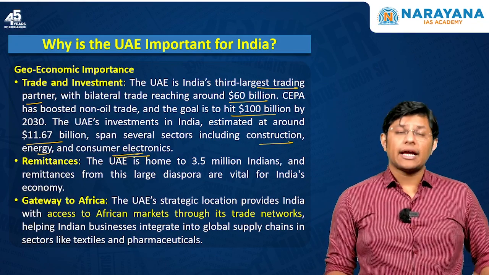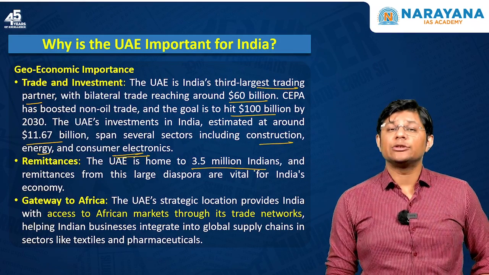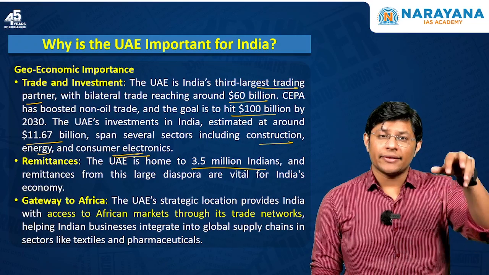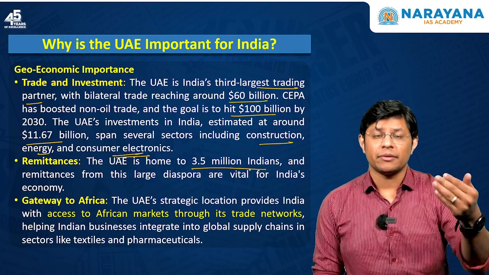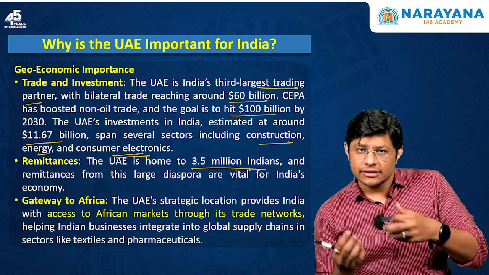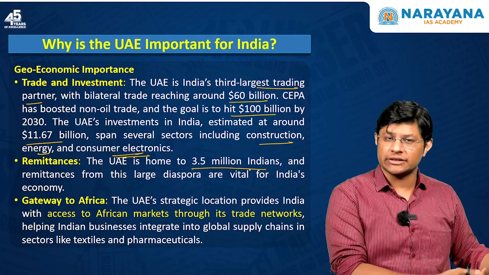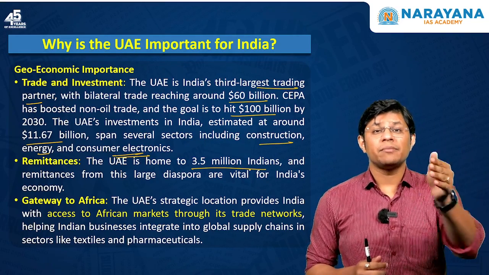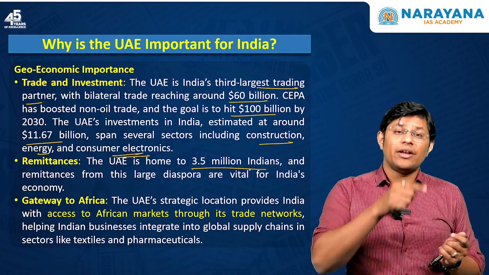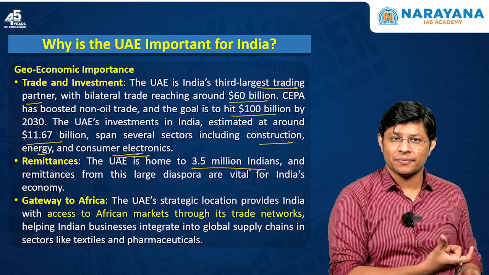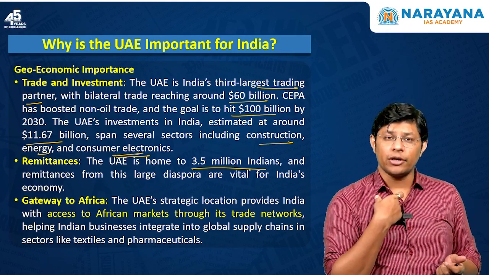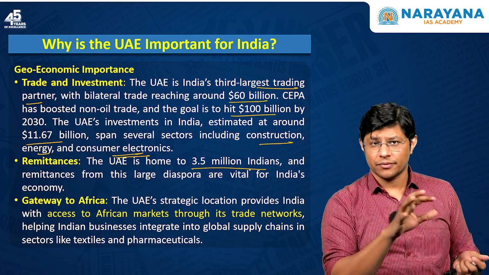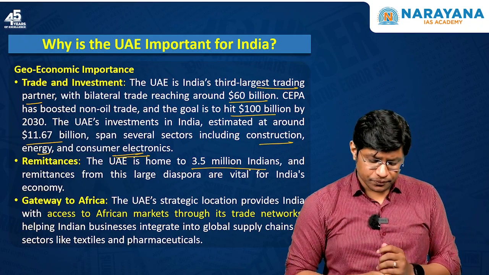Now, there are around 3.5 million Indians who are staying in UAE. And these people send remittances, the money that they send to their families. For example, let's say there's a person who's working in Abu Dhabi. He's sending money to his family. When he sends money, he's sending in US dollars. And this US dollar is very, very important to maintain our balance of payments, right?